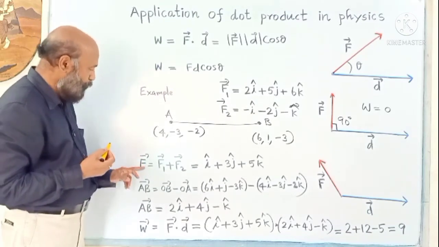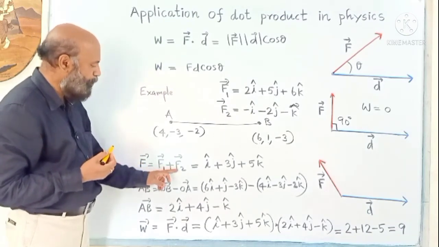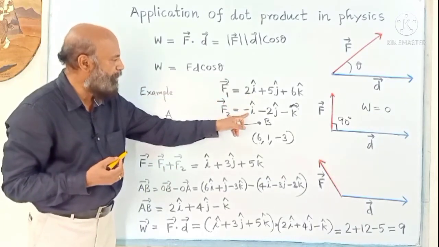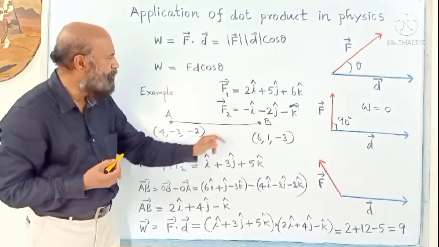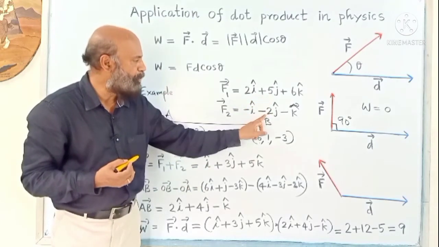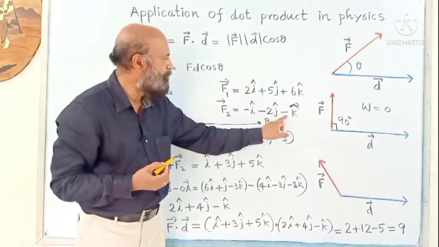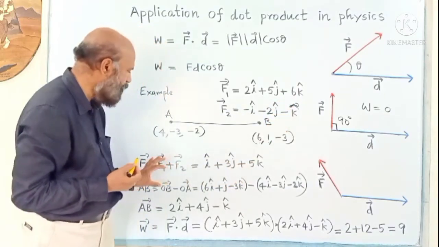Now net force is F1 vector plus F2 vector. You have to add these two. So 2i minus i, that is i, then 5j minus 2j, that is 3j, then 6k minus k, that is 5k. So this is the net force.